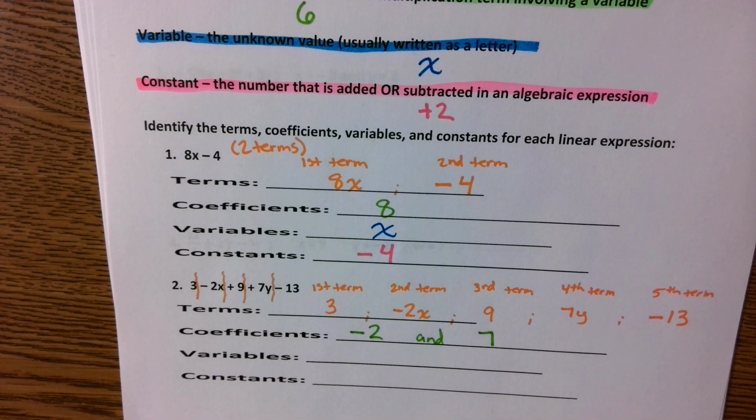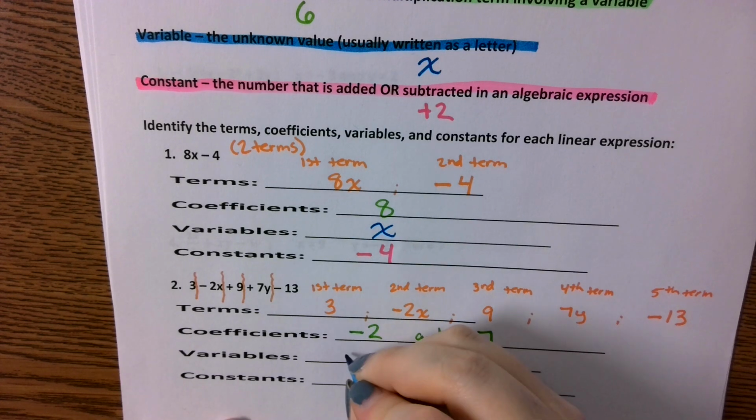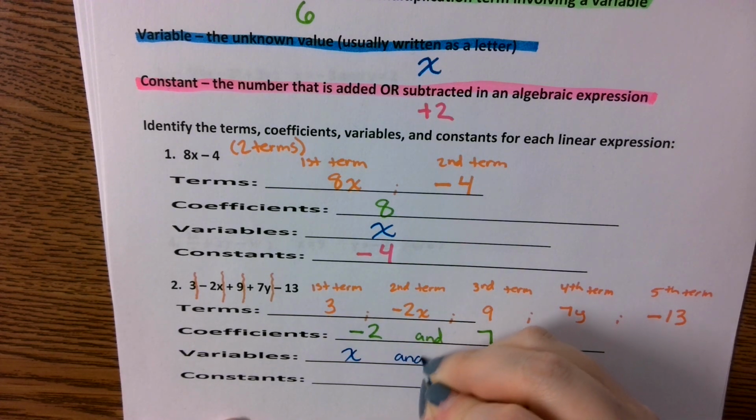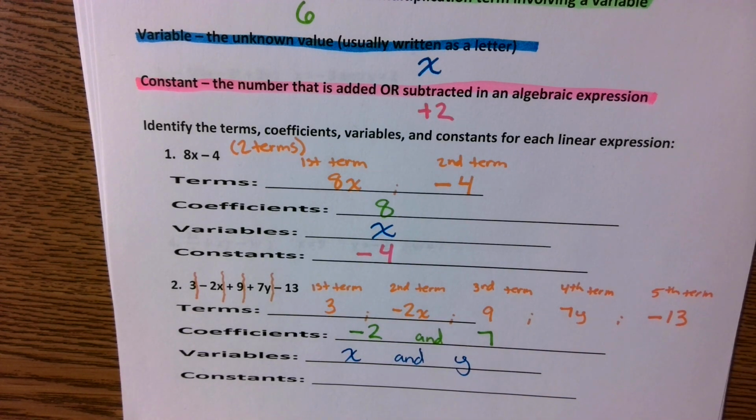And speaking of variables, what's a variable up here? Okay, so not the numbers. Remember, variables are just the letters, x and y. So just x and y. Now the constants. Constants are the numbers that are all by themselves. No letters attached to them whatsoever. So what's one of the constants, Addison?